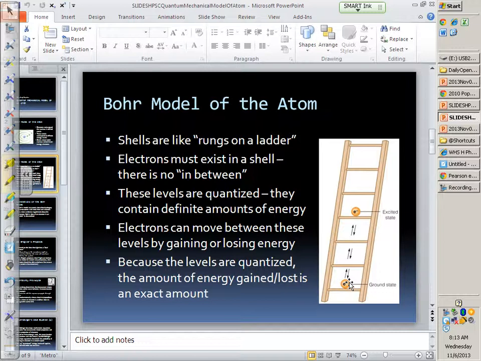Now, is Bohr's model correct? Yes, but only for hydrogen. Works good for hydrogen, right? But once we throw another electron and more protons into the mix, not so much. Not that it's really bad. It's not a terrible model, but it doesn't explain everything.